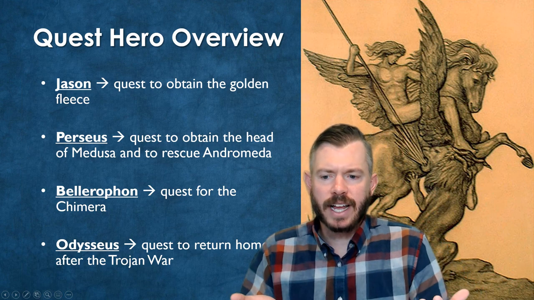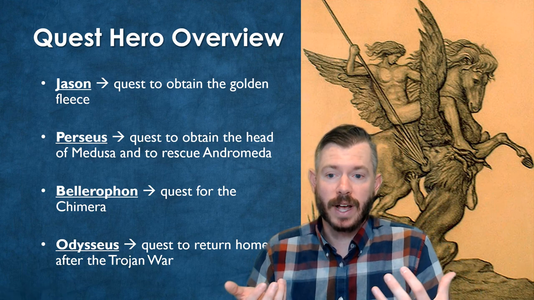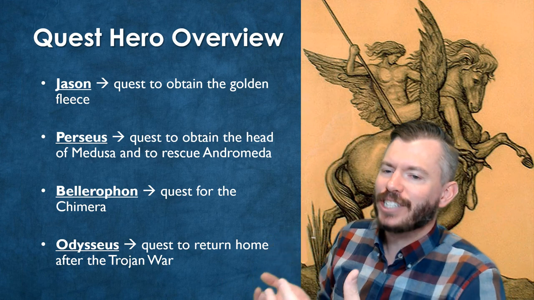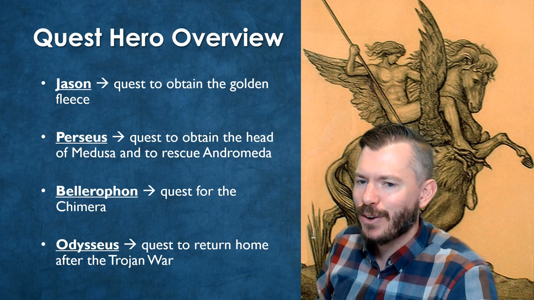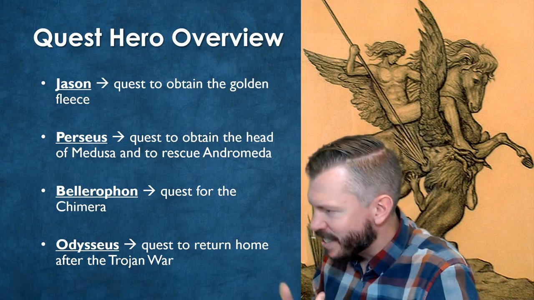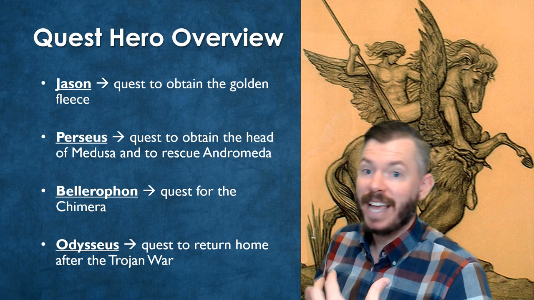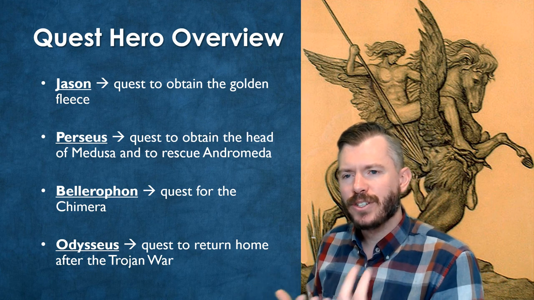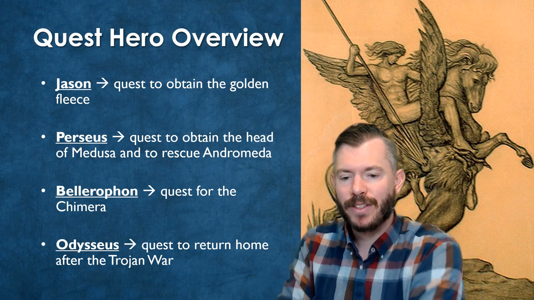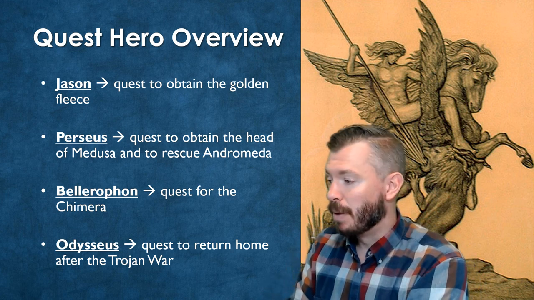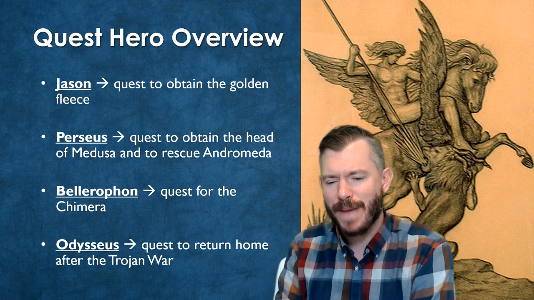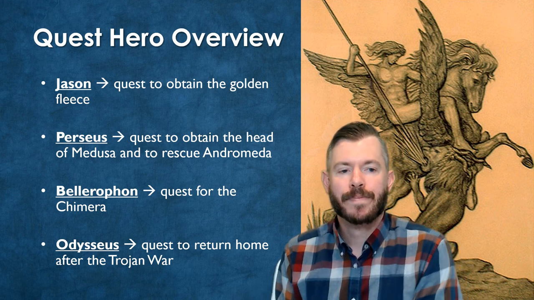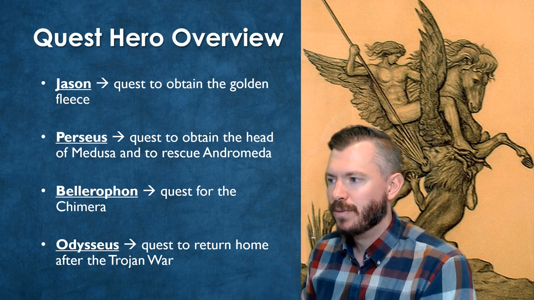Okay, so let's take a look at a few of these quest heroes, just very briefly. These are very short overviews. We've got Jason and his quest to obtain the Golden Fleece. We've got Perseus, whose main quest is to obtain the head of Medusa. Later on, as we'll see today, he's also involved in rescuing Princess Andromeda. There's Bellerophon and his quest to fight the Chimera. And then, of course, Odysseus in his quest to return home after the Trojan War.